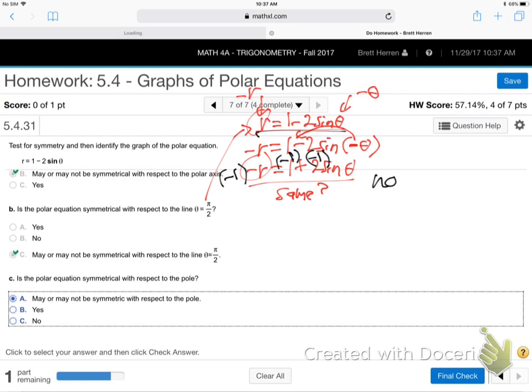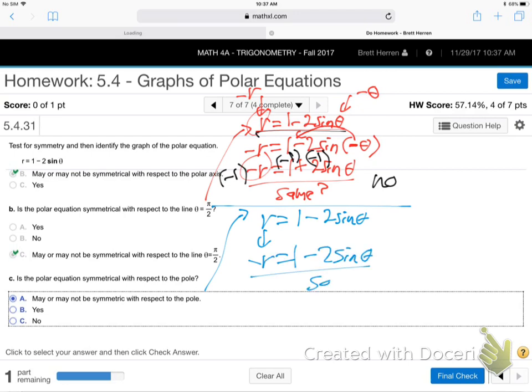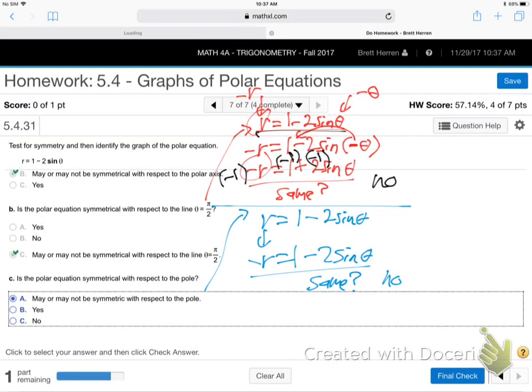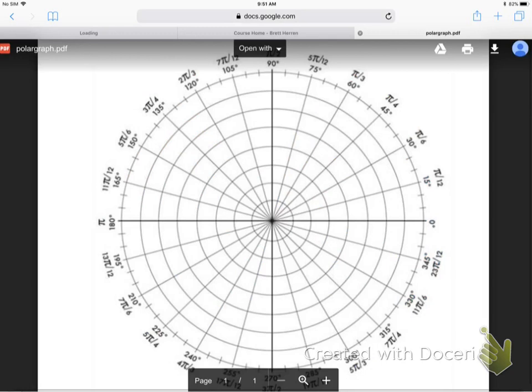So next, the final test is the pole. You take r equals 1 minus 2 sine theta, and you put in -r, and you ask the question, is that the same? And the answer again is no. All right, so it's all may or may not, may or may not, may or may not. Okay, and so what is our equation? r equals 1 minus 2 sine theta. So let's do it.